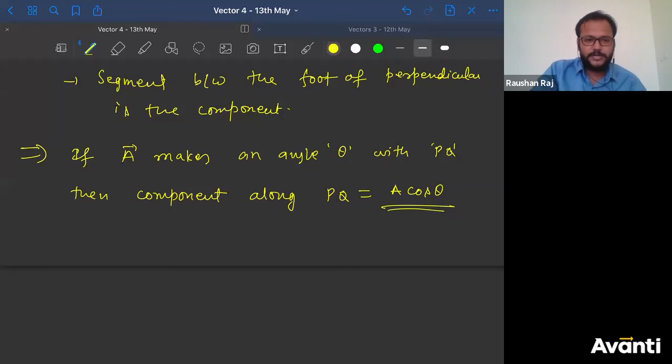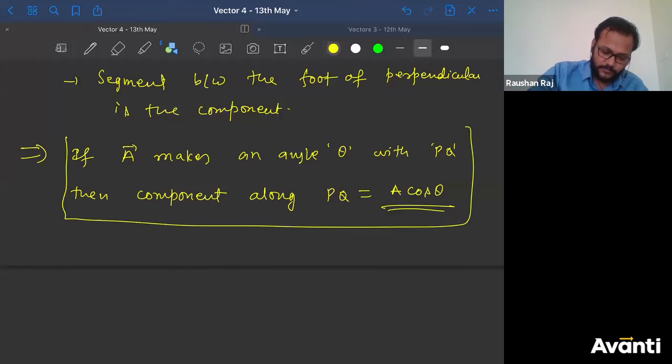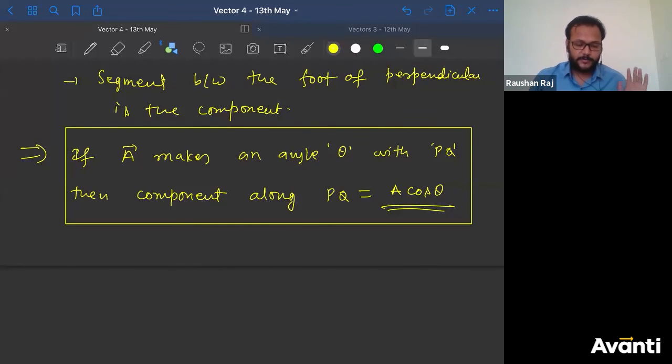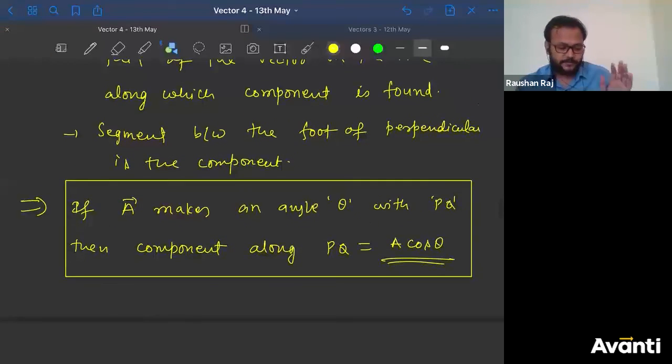हमेशा याद रखो, कुछ साइन कुछ करने की जरूरत नहीं है. If you have already studied the component, you might have been taught like this: component along x axis a cos theta, component along y axis a sin theta. कुछ नहीं याद रखना, सिर्फ ये याद रखना है. Please remember this only. बाकी सब मोह माया है. Just remember this. If A makes an angle theta with PQ, then component along PQ will be A cos theta.